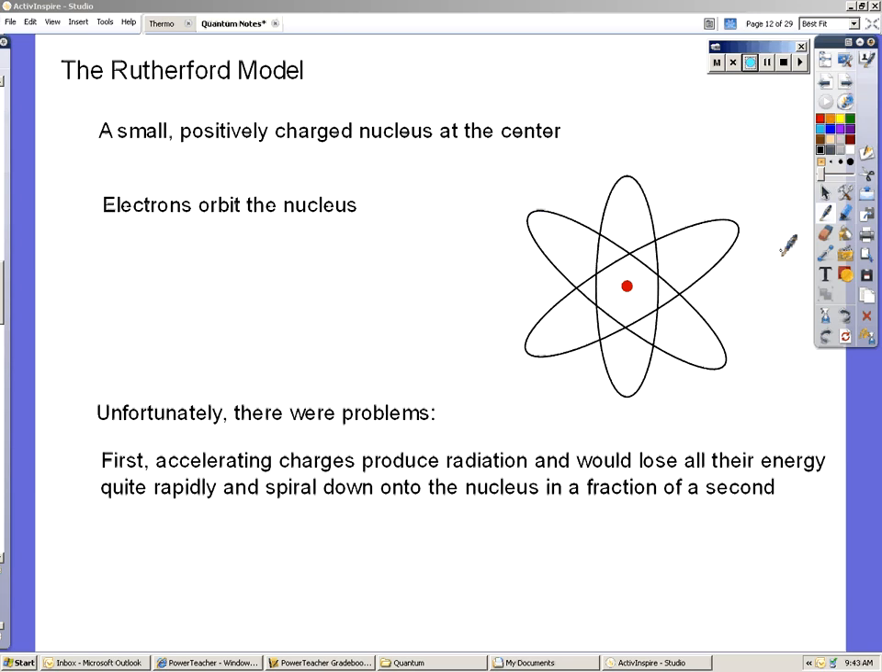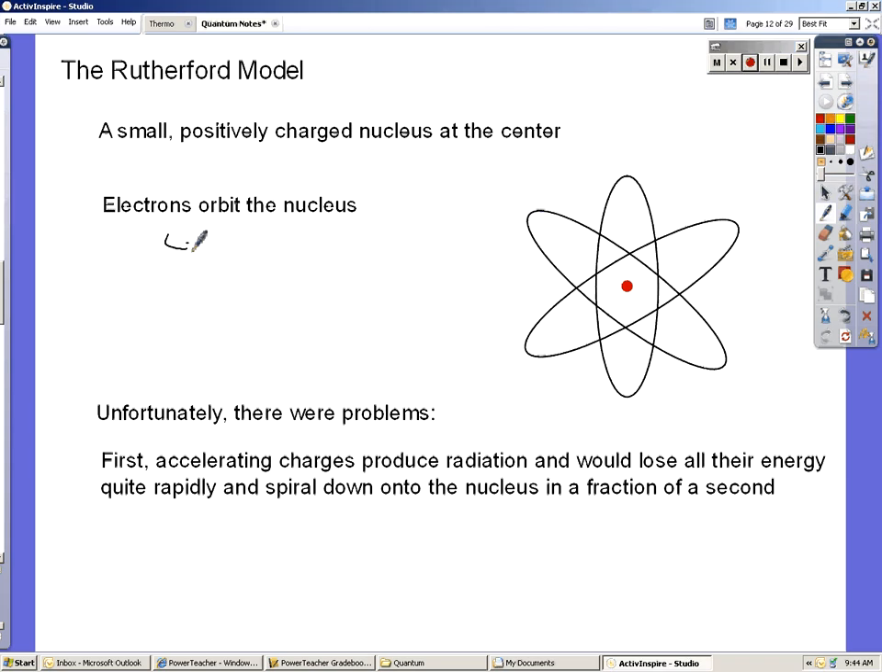This is the third installment of quantum mechanics. We'll be discussing models of the atom. You recall from our nuclear physics unit that we had something called the Rutherford Model of the atom. It's a small positively charged nucleus at the center. Electrons orbit the nucleus, kind of like planets orbiting the sun.